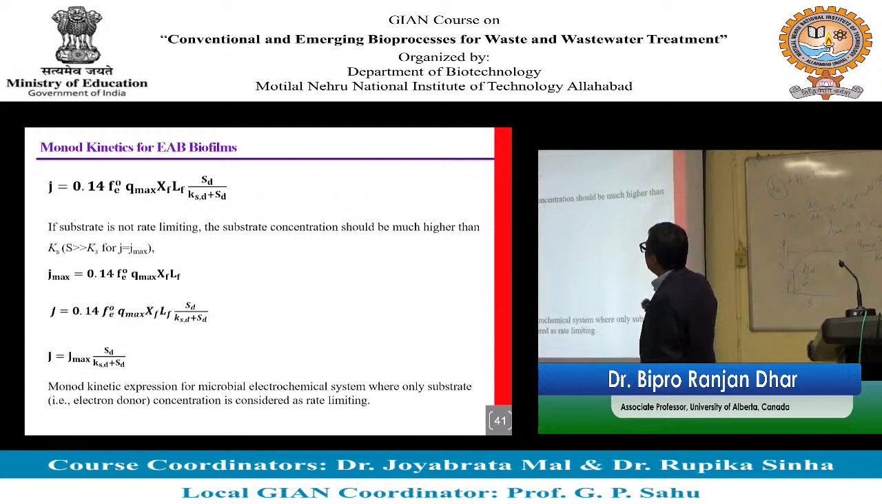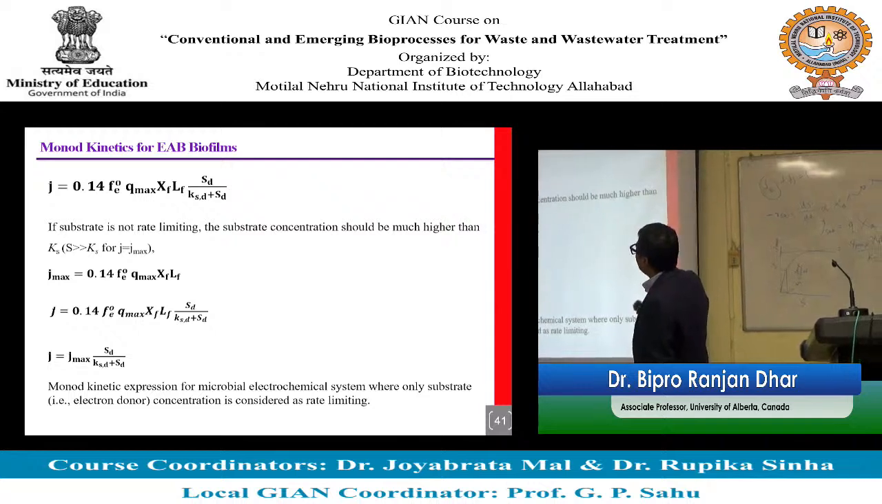So now I can actually put it back here for Jmax. So you can see this part we can actually replace with Jmax, right? So what I get is J equal to Jmax, S divided by Ks plus S, which is almost the same as your Monod equation, right?